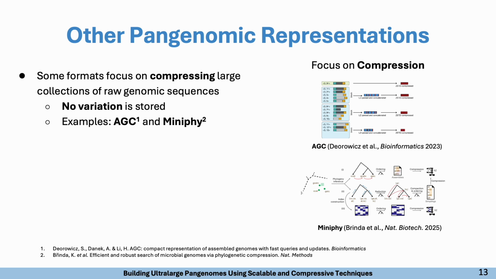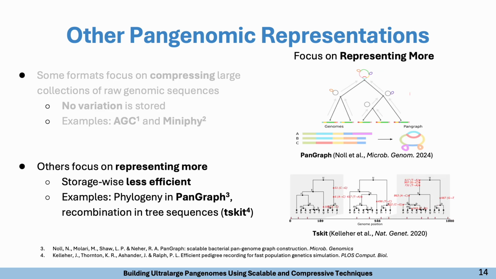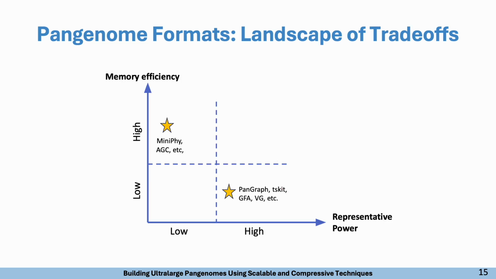Then there are some formats that have been recently developed which focus on data compression, such as AGC and Minify. And then there is another set of formats that try to improve the representation power of the existing formats, such as PanGraph, which tries to extend the representation power of graph pangenomes by incorporating tree topology. Similarly, TS-Kit adds improvement by representing recombination events using tree sequences.